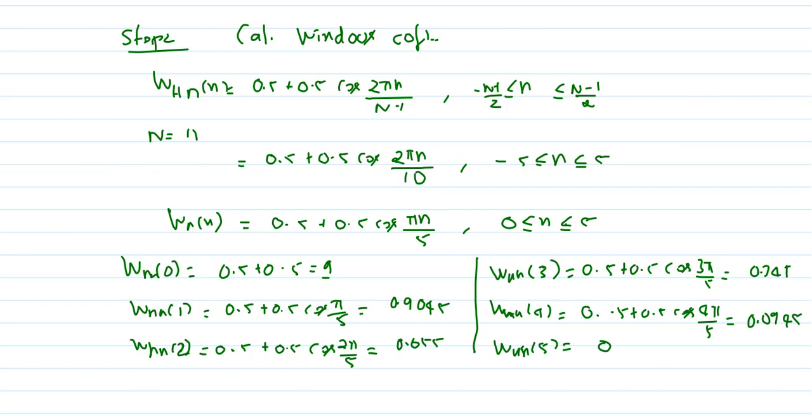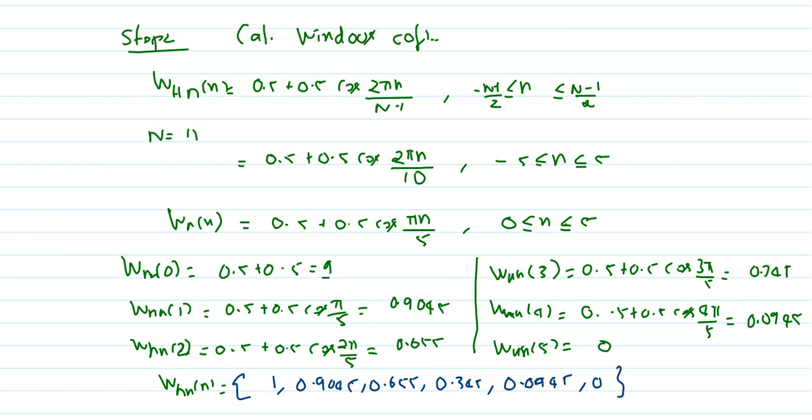Okay, so I'll just list out the Windows coefficients. WHN of n is given as 1, 0.9045, 0.655, 0.345, 0.0945, and last 0. Okay, now we have got the Windows coefficients.